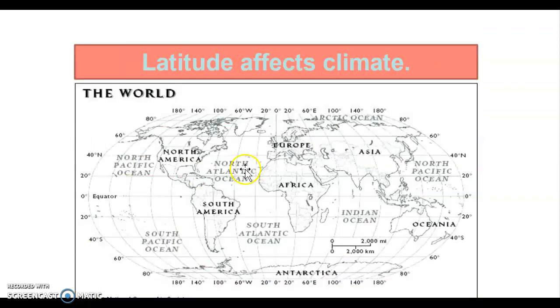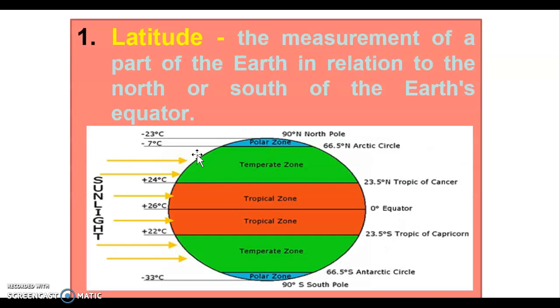So to apply that to our map here, we are in North America. If you go back to the latitude, where can we find North America in terms of the measurement of the part of the Earth? Then we can say that we are located in the temperate zone.